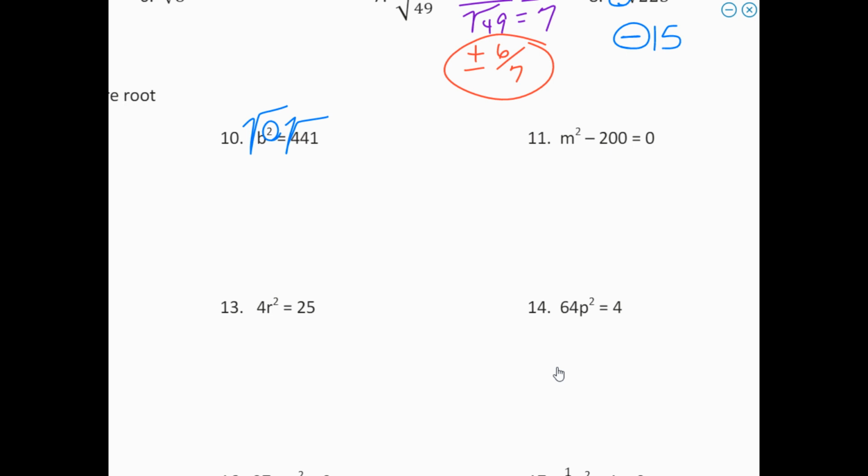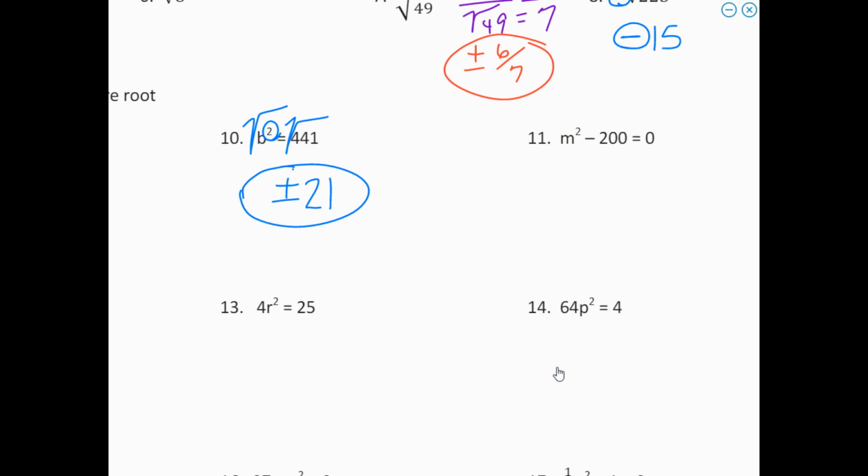So is 441 a perfect square? Yes. What's its square root? 21. So my answer is what? Plus or minus 21. In your Go Formative, I do not need the letter. But you do have to put the plus or minus. It is in the symbol keyboard that it gives you.